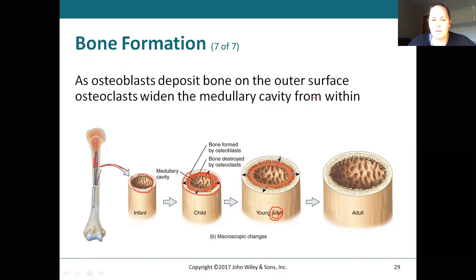So as the bone continues to grow, you've got that medullary cavity that continues to grow as well. So osteoclasts are carving out the center of the medullary cavity, and then your osteoblasts are continuing to add cells to the outside of that. And so that continues in time as the bone is formed.